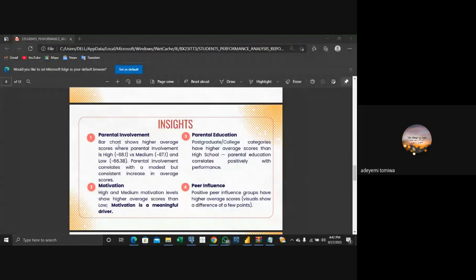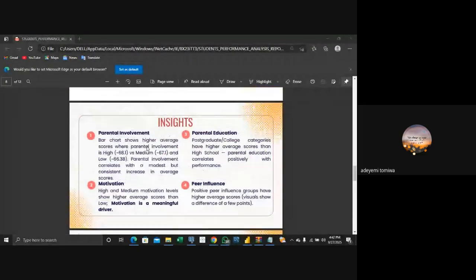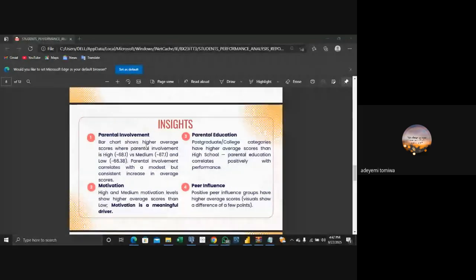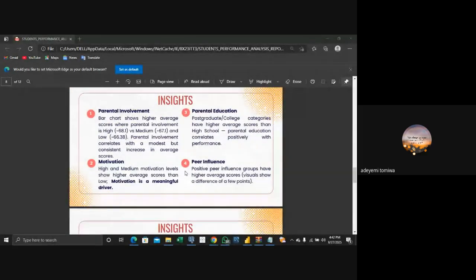During our analysis, we found that high parental involvement has the best effect on student performance, with an average of 68.1. At medium, we have 67.1, and at low, we have 66.88. That is, there is only a small percentage difference between them.